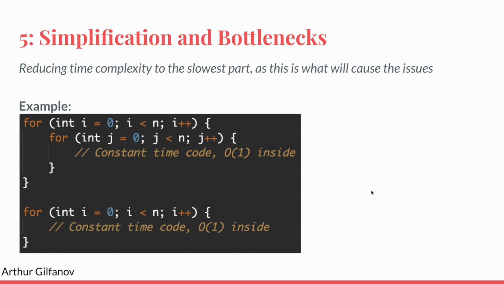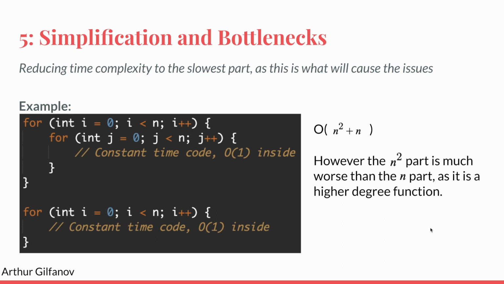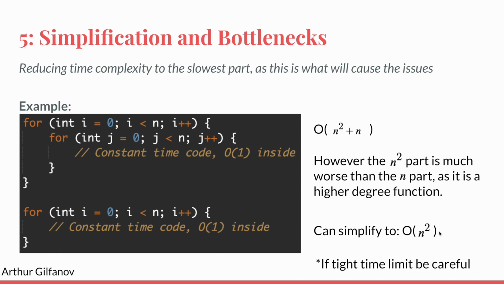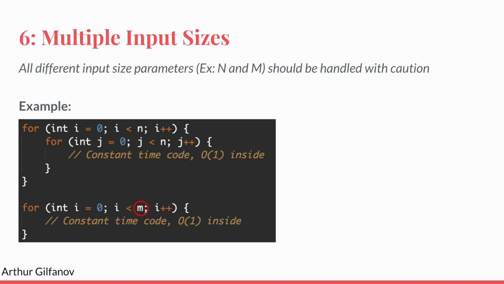So the time complexity of this code is O of n squared plus n. However, the n squared part of the code is much worse than the O of n part, as it is a higher degree function or polynomial. Therefore, it will be the bottleneck for our performance, and we can simplify this program to O of n squared. However, you must be careful here as well, because if there is a tight time limit, then the slower part, which we canceled here, the O of n part, could be an issue for you.